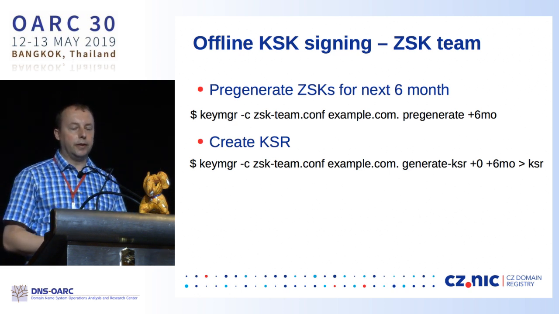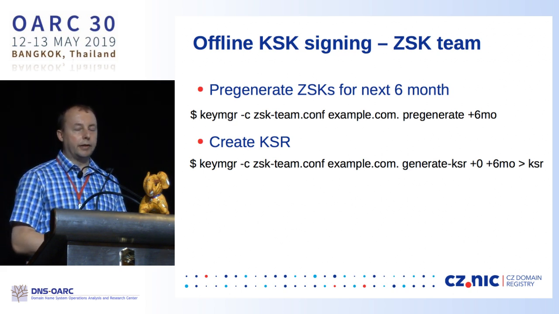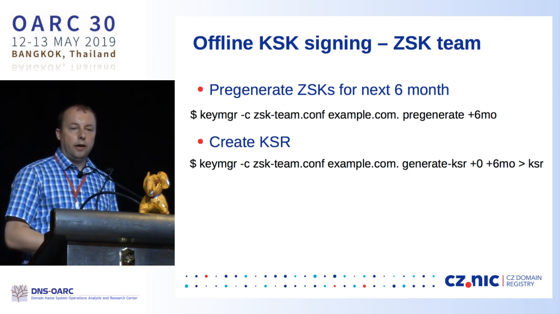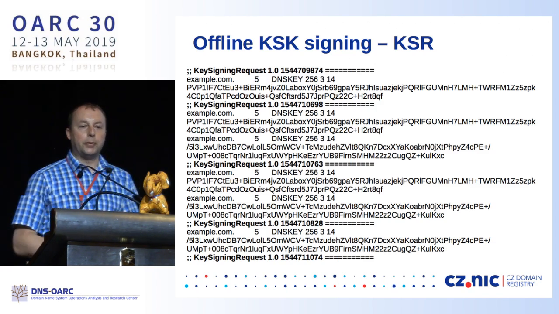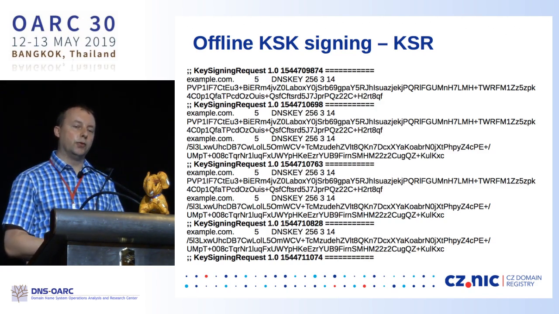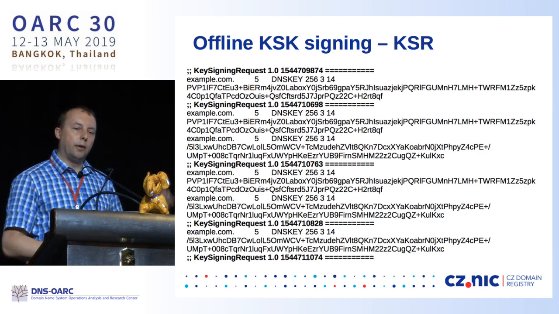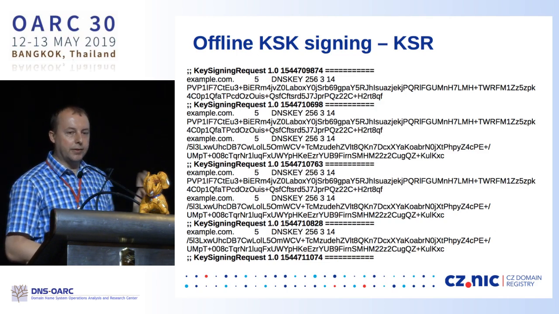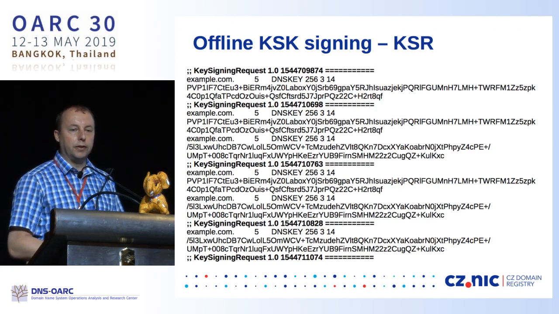Then there is a command to generate the key signing request for this period. Knot DNS people decided to slightly change the format, so the key signing request is now one single file where there are individual snippets of what we previously had in individual files, but otherwise the information is roughly the same.